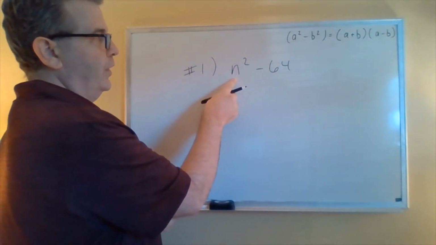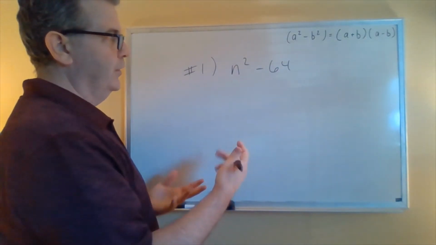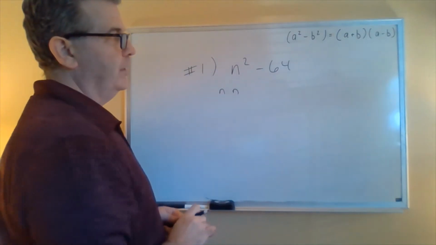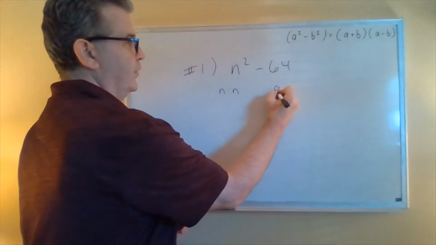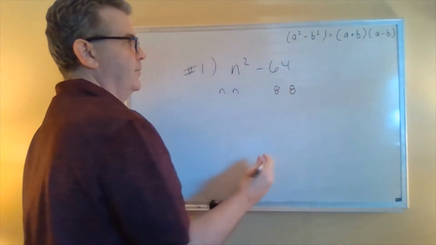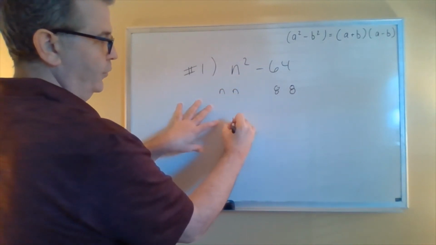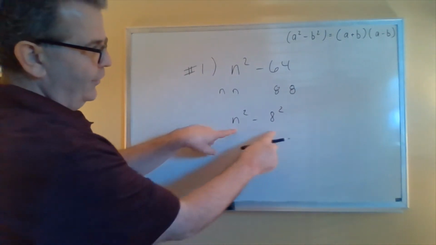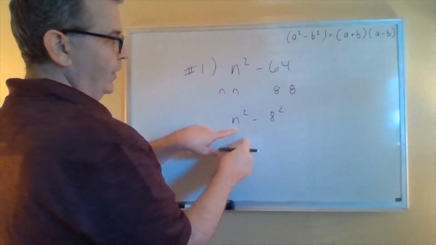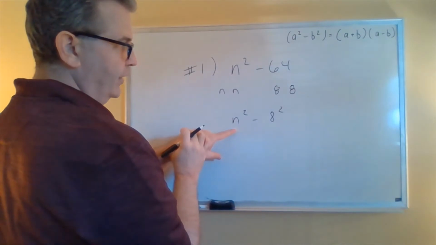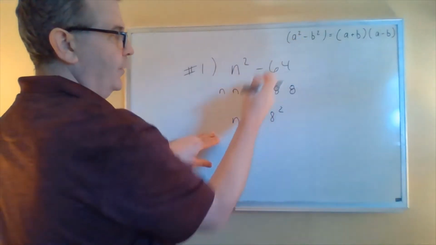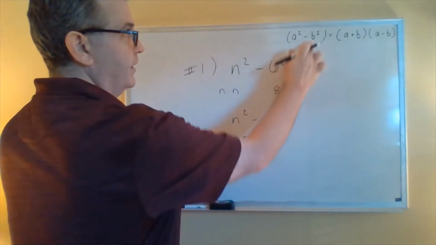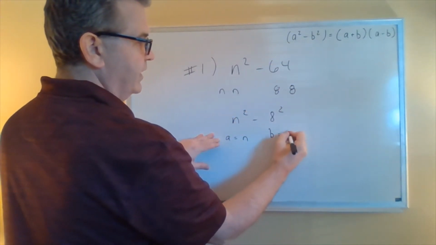Do we have a perfect square here in n squared? Yes, we do, because that is n times n. Do we have a perfect square here in 64? Yes, we do. It is 8 times 8. So we could actually rewrite that. This would still be n squared, and this would be 8 squared. So you can see how this looks a lot like a squared minus b squared, except this is n squared minus 8 squared. So if we were to substitute this in, basically our a would be n, and for our formula, our b would be 8.